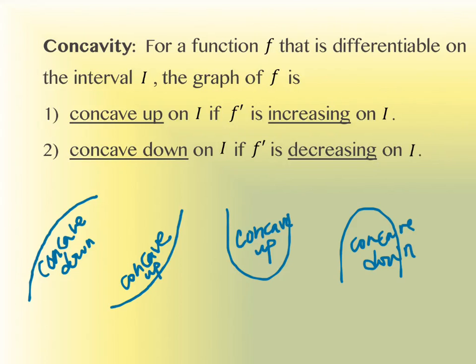Now, that's all well and good, but where does the second derivative come into play? Well, this says that the graph is increasing, right? The derivative is increasing. How do you find where something's increasing? You take the derivative of that. What's the derivative of the derivative? The second derivative. So in order to find out where a derivative is increasing, we're going to look at where the second derivative is doing certain things.